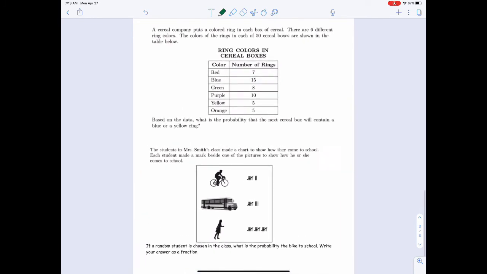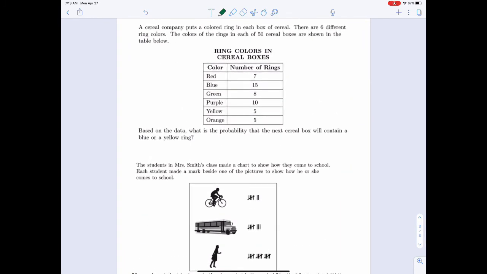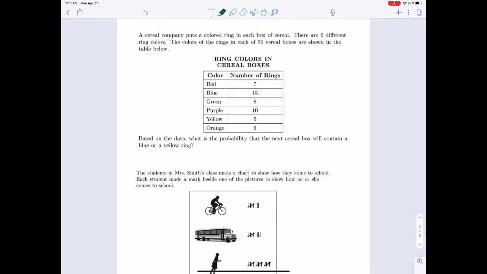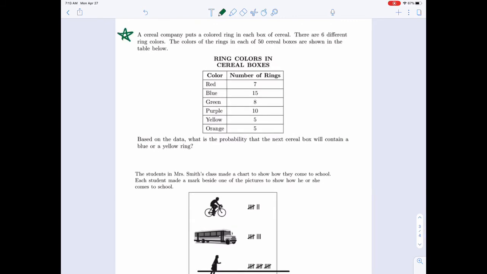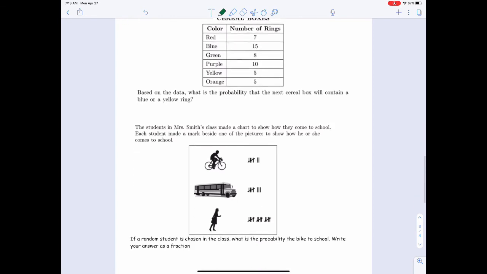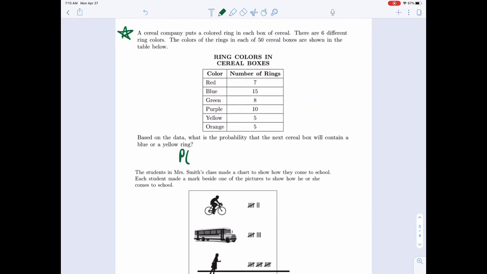All right, last 2 questions here. Why don't you guys pause the video and try this one out? Let's call this one the star question. Okay, so for this one, we want to find the probability that the color ring is either blue or yellow. So we're going to count how many are actually blue or yellow. Looks like there's 5 yellow and there's 15 blue. So the total is there's 20 considered winning colors.